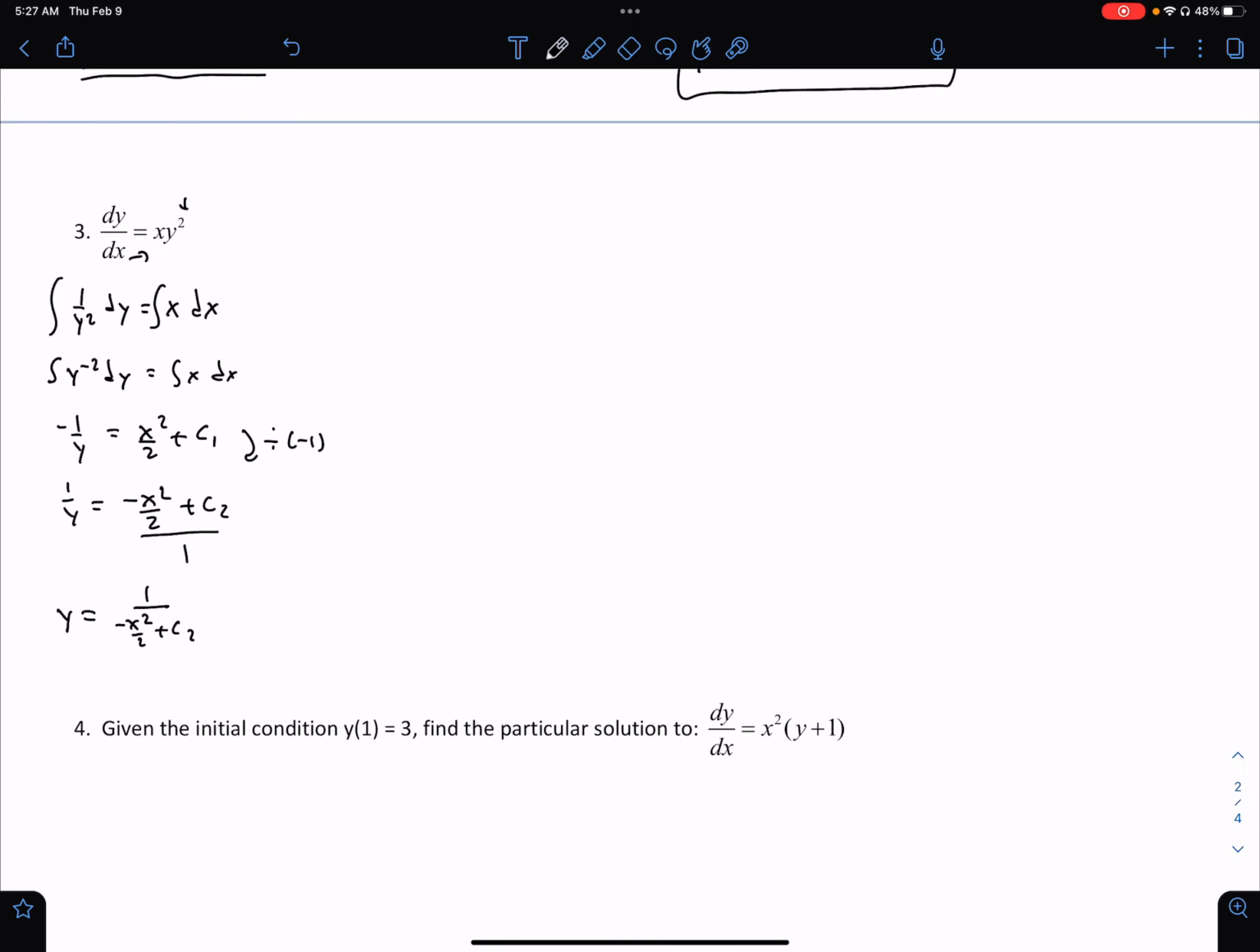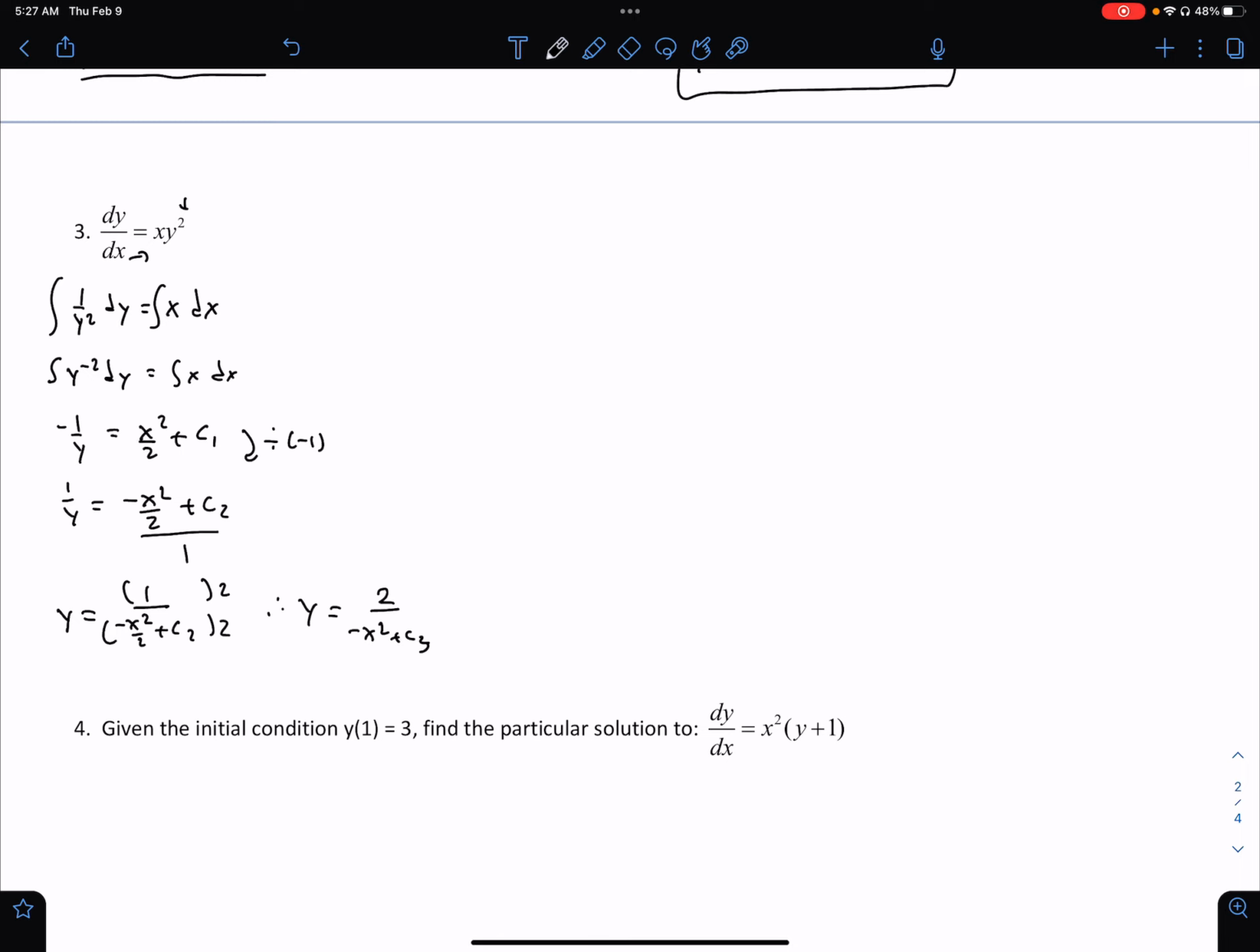And now it's not that bad. I just got to multiply top and bottom by my common denominator, which is a 2. So therefore, we would get y equals 2 over, and distribute here. If we distribute here, we're going to get negative x squared. And over here, we would get 2 times c2. But again, I don't have to write 2 times c2. I could do that, or I could just put down c3 if you want to.